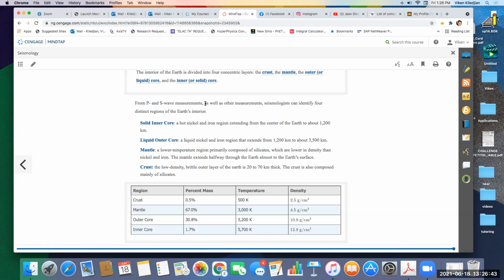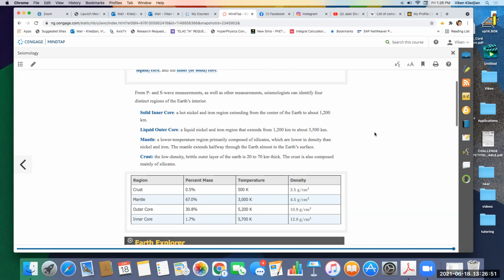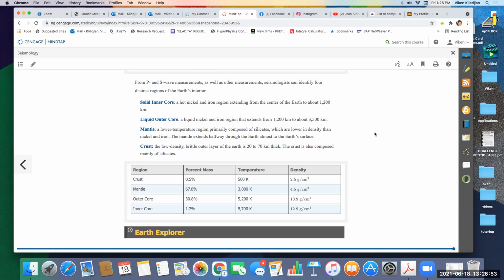From P and S wave measurements, as well as other measurements, seismologists can identify 4 distinct regions of the Earth's interior. The solid inner core is a hot nickel and iron region extending from the center of the Earth to about 1,200 kilometers. The liquid outer core is a liquid nickel and iron region that extends from 1,200 to 3,500. The mantle is a lower temperature region primarily composed of silicates, which are lower in density than nickel and iron.